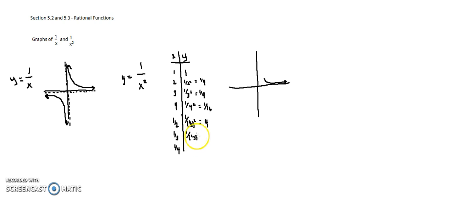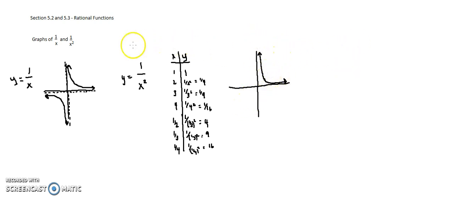1 over 1/3 squared. We square it, we get 1/9. We flip it, we get 9. And 1 over 1/4 squared. We square that, we get 1/16. We flip it, we get 16. So as our numbers are getting smaller and smaller, closer and closer to 0, our y values are getting bigger and bigger. So that's going to look like this. Now my graphing in this program is not fantastic. It's hard for me to do details. If we saw this compared to the 1 over x, you would see that it's a little bit more L-shaped than the 1 over x graph, but pretty much the same idea.